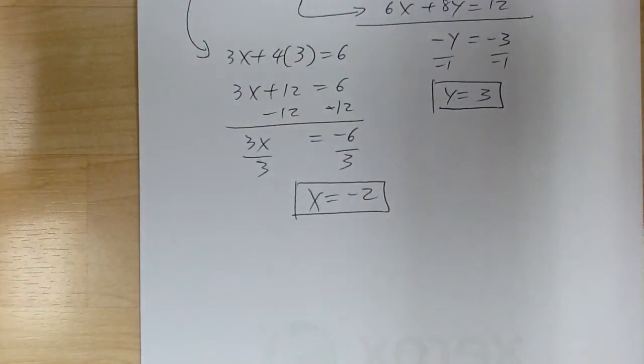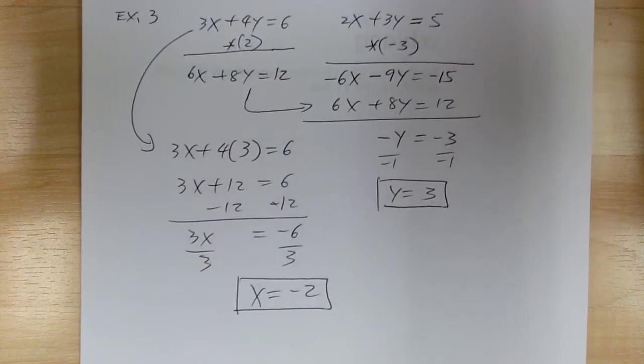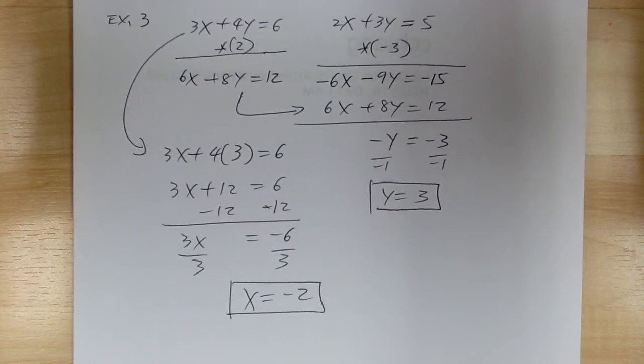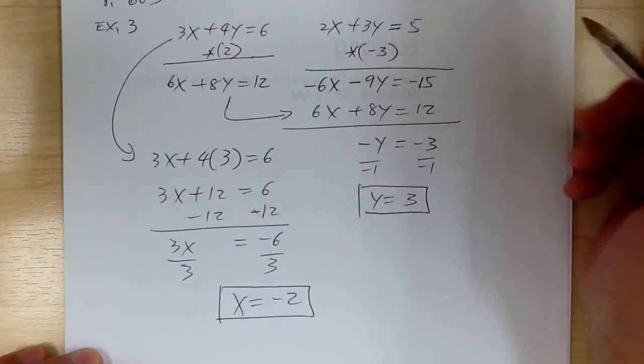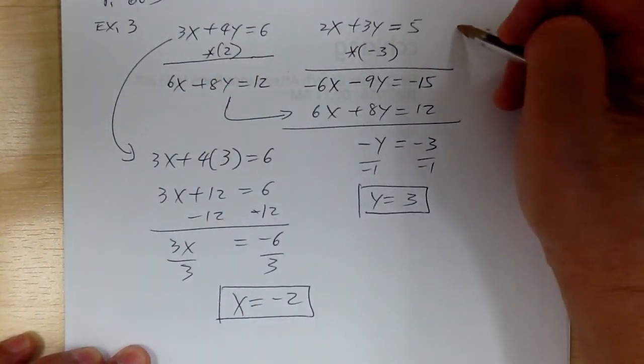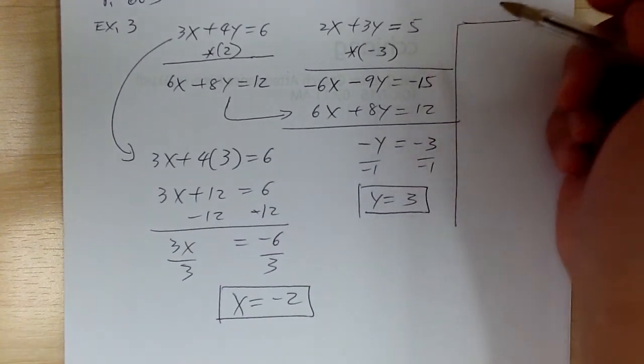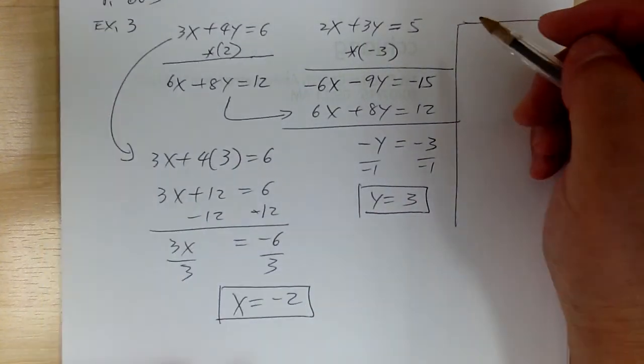Okay, and that's it. Again, the key concept is make one of the variables opposite to cancel it out so you can solve. And once you solve, you substitute into another equation to solve for the second variable. Okay, so let's go and do some practice.